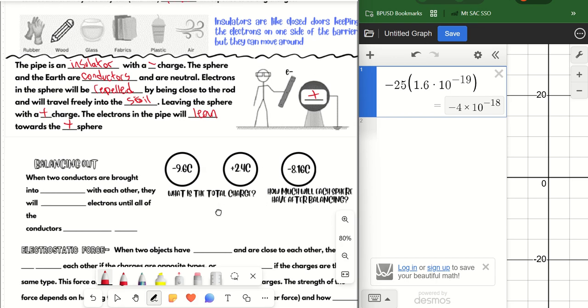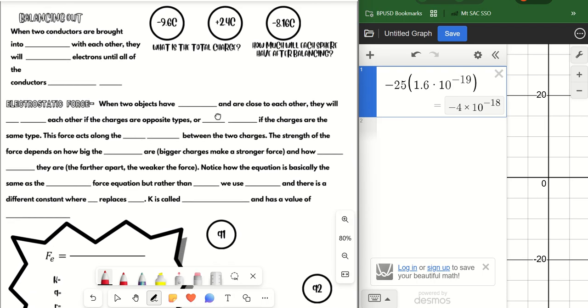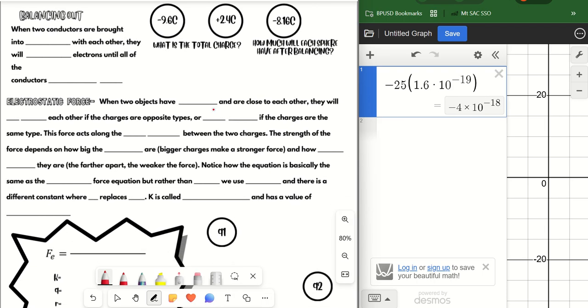Okay, so if we were to bring conductors in contact with one another, they're going to balance out, essentially. So if I look at this, it says when two conductors are brought into contact with each other, they will exchange electrons until all of the electrons balance out, until all of the conductors have the same charge.